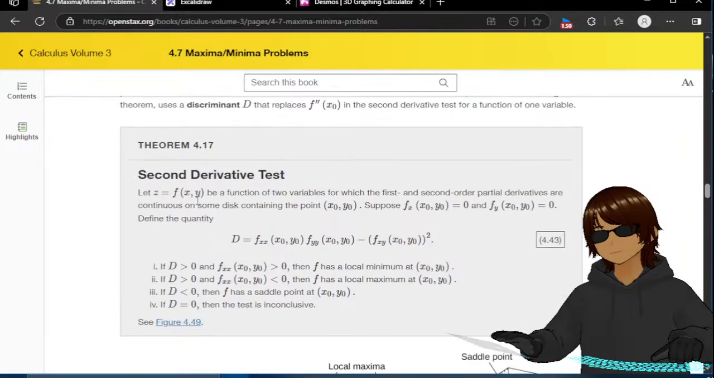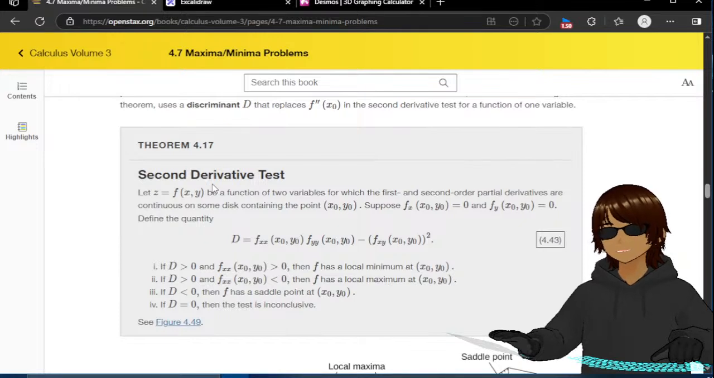So let z be a function of two variables for which first and second order partial derivatives are continuous on some disk containing the point x naught, y naught. Suppose f_x of x naught, y naught is 0 and f_y of x naught, y naught is 0. Define the quantity D.